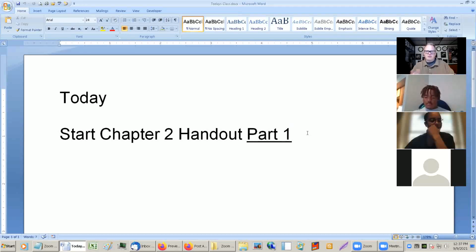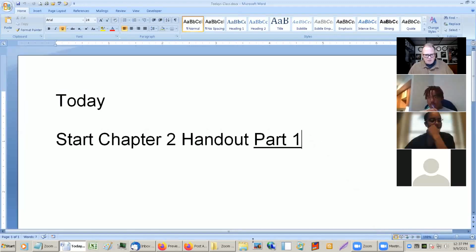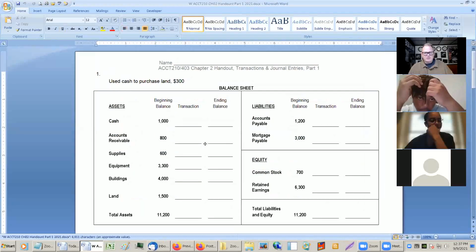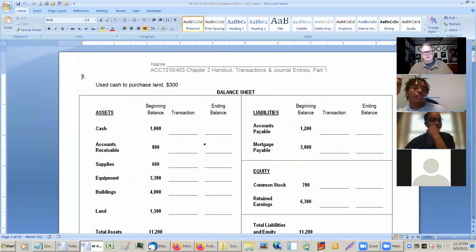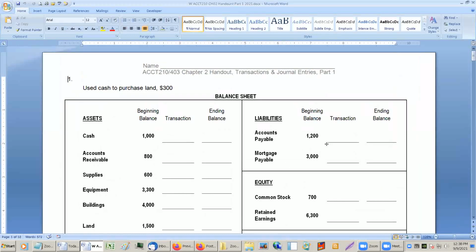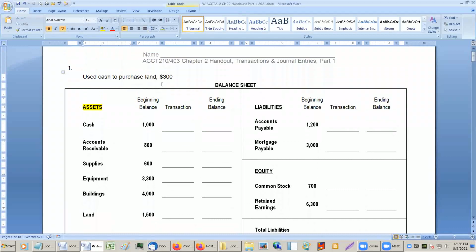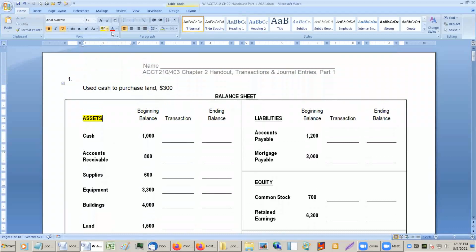Things change if something happens that changes the financial statements. Okay, pull up... I don't have that. Let's see here. So you should have something that looks like this. And you'll notice that this is our balance sheet.